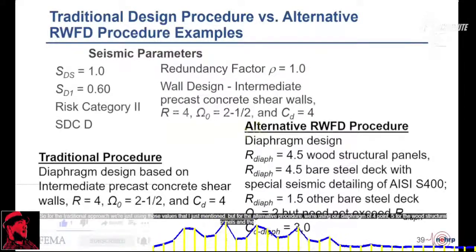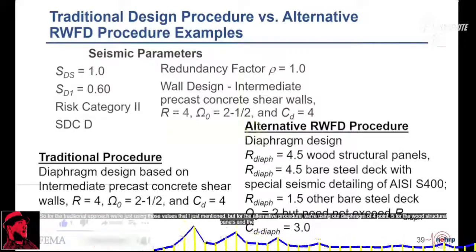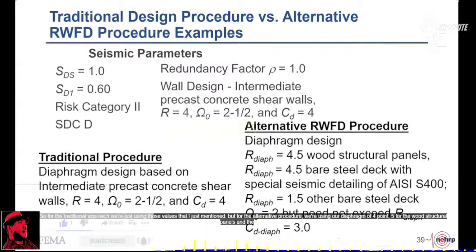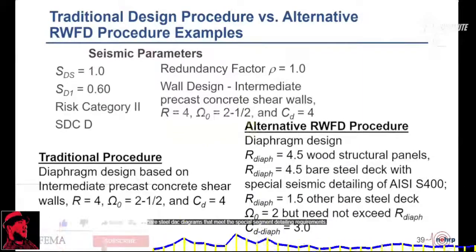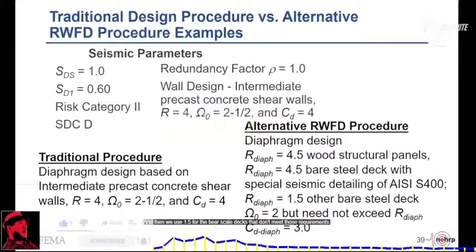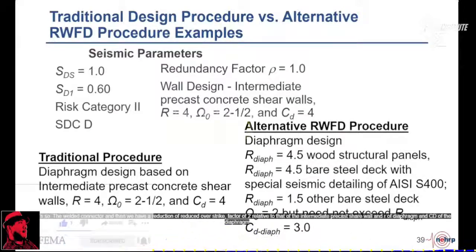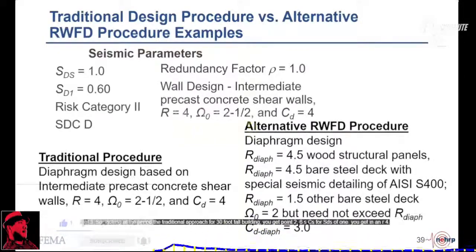So for the traditional approach, we're just using those values that I just mentioned. But for the alternative procedure, we're using R diaphragm of 4.5 for the wood structural panels and the bare steel deck diaphragms that meet the special seismic detailing requirements. And then we use 1.5 for the bare steel decks that don't meet those requirements. So those are the welded connectors. And then we have a reduced overstrength factor of 2 relative to that of the intermediate precast shear wall, and R of diaphragm and Cd of the diaphragm at 3.